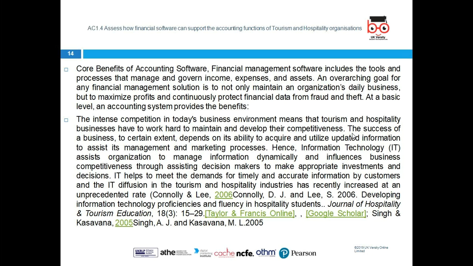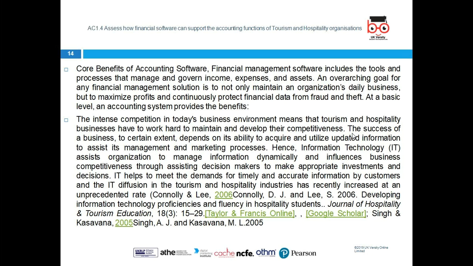Decision making means selecting the best alternative from various alternatives, for which we use information. So accounting software keeps the records. We can do trend analysis, we can measure which product performs best, we can find the break even, and we can forecast for the future by using this software.